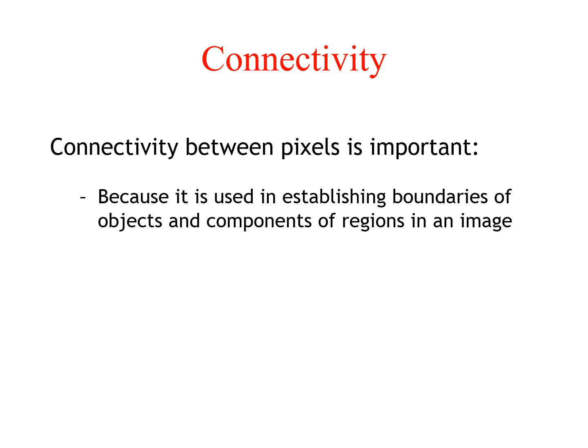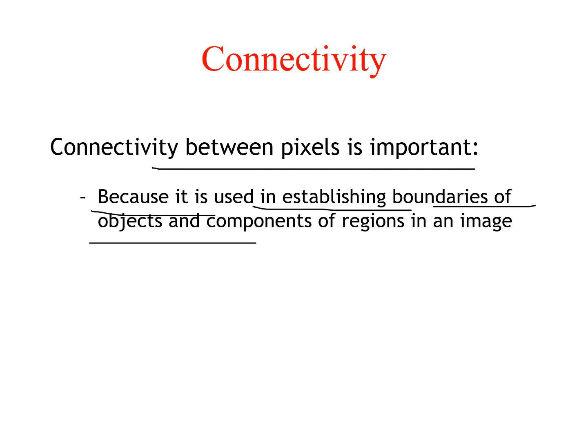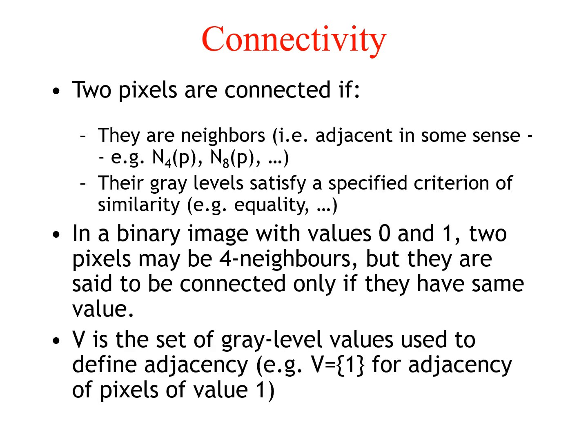Now why are we studying this? Because we want to talk about the connectivity between the pixels. And why is connectivity of the pixel important? If I want to find out whether there is an edge in the image, whether there is a border in the image, then we have to use all these concepts. Connectivity between pixels is very important because it is used in establishing boundaries of objects and components of regions in an image. So generally in higher level algorithms we use this.